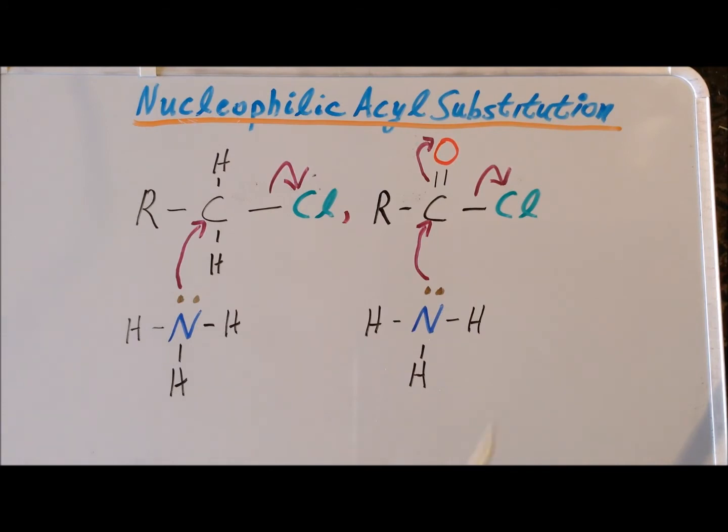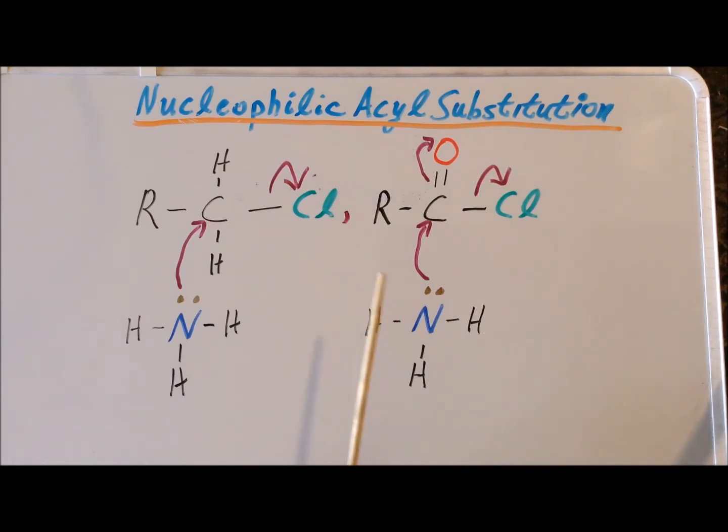We have 4 groups attached to carbon as opposed to 5. So clearly this transition state is less crowded, it's less sterically hindered than the case with the chloroalkane. So we would predict, we see 2 things in favor of the acyl substitution over the substitution of the chloroalkane. The first is a less crowded transition state. So we have tetravalent instead of pentavalent.